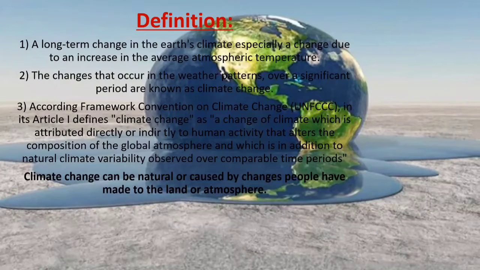A long-term change in the Earth's climate, especially a change due to an increase in the average atmospheric temperature. So the changes that occur in the weather patterns over a significant period are known as climate change. For example, you have experienced that in the month of December it was raining. The month of December is the winter season, but we had rain at that time. So that was the result of climate change.